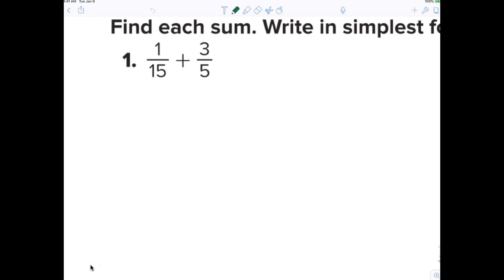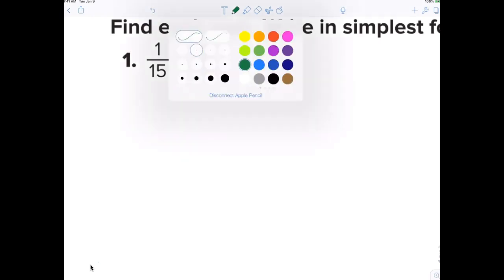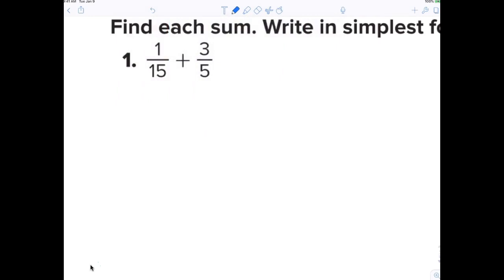There you go. That's exactly right. So here's how I want to write it. I want to write 1/15. Now, I think it's important to stack the fractions on top of each other. So I do it like this: 1/15 plus 3/5. Now, we need a common denominator. Does everybody remember the common denominator is 15? Is everybody comfortable with that?